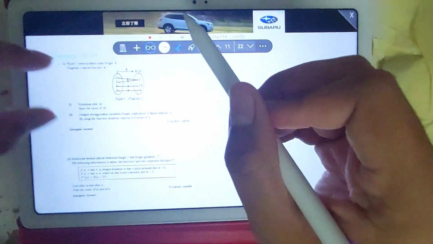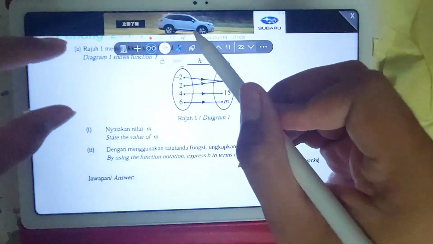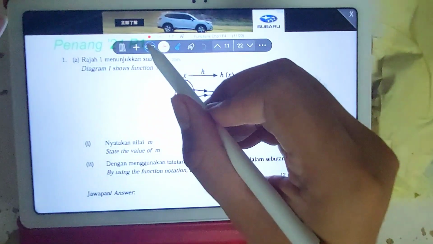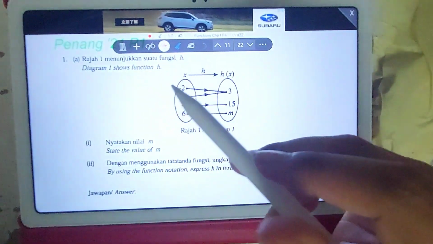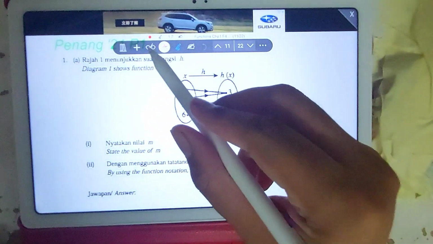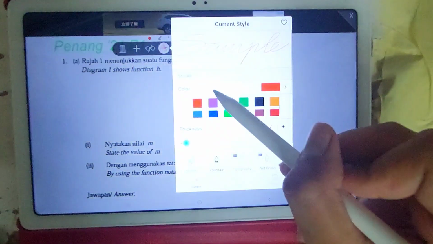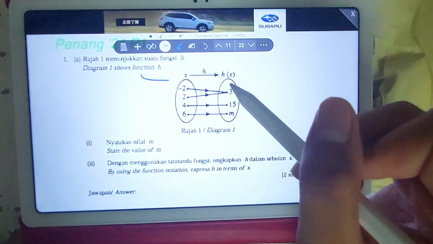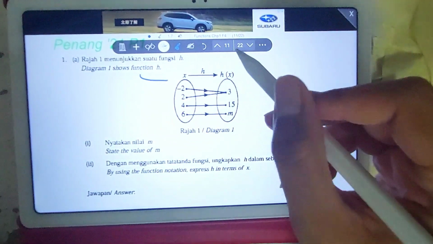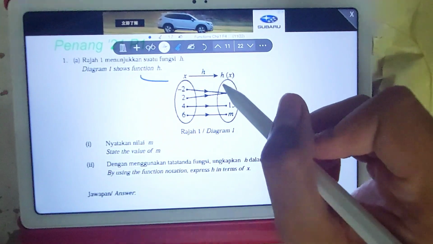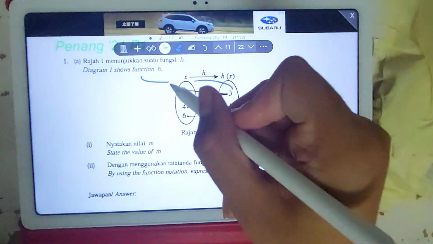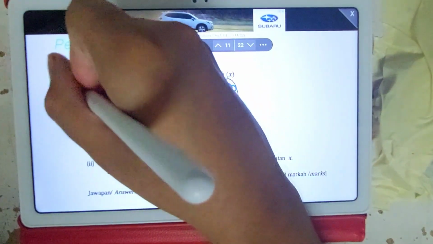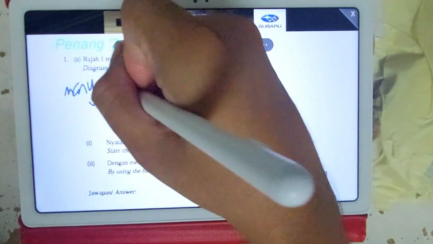Okay. So the next state we are going to here is Penang. Penang also came up with a question in the paper 1 for functions. So let's analyze it. They gave you an arrow diagram here, function h, and this is the mapping they showed. So you can quickly identify here. Can you see this part occurring here? So from here you can analyze that it's a many to one relation.